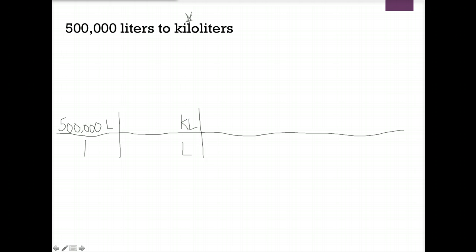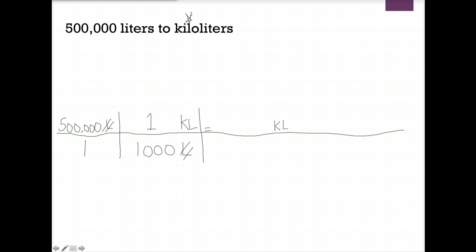Okay, I'm going to put my picket. Now, do we know a relationship between liters and kiloliters? We do. If you look back at the metric system, we know that a kiloliter is larger than a liter. So 1 kiloliter is 1,000 liters. Okay, 1,000 liters is the same thing as a kiloliter. So our units, liters, is going to cancel. We're left with kiloliters, which is what we want.